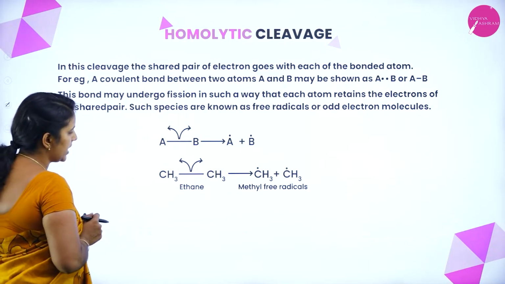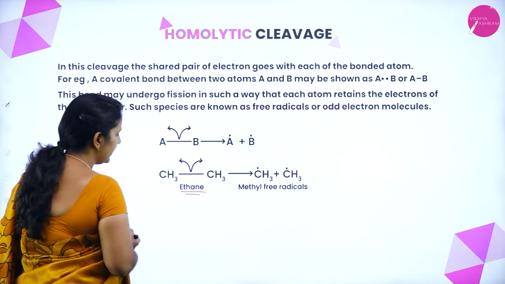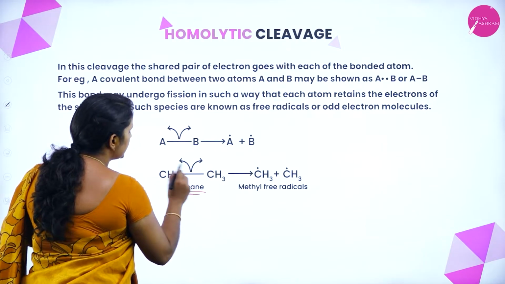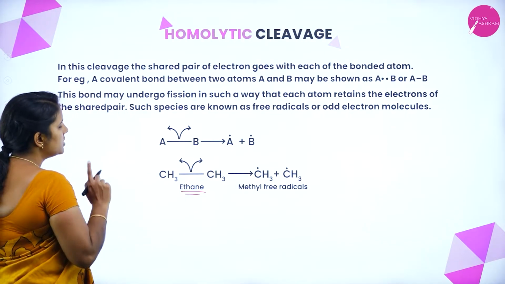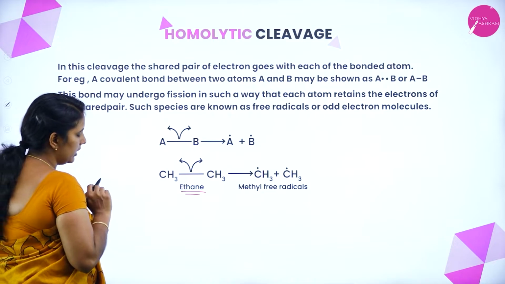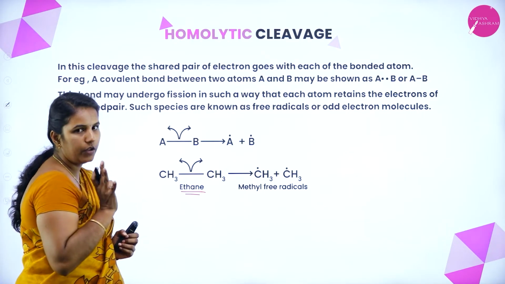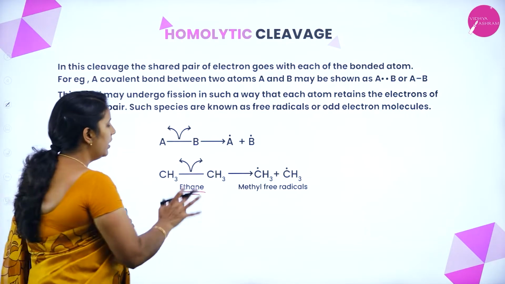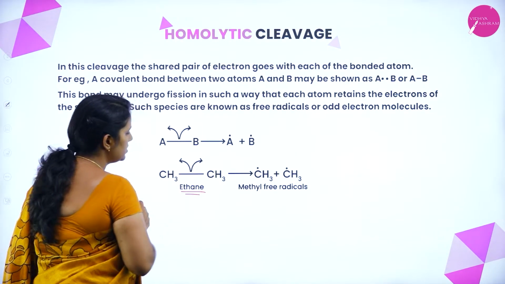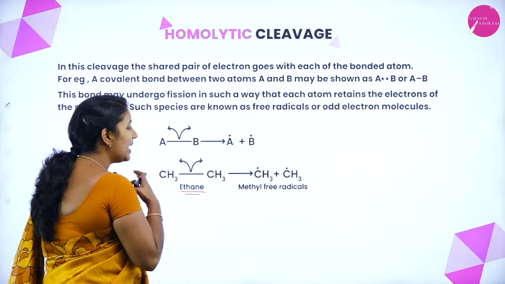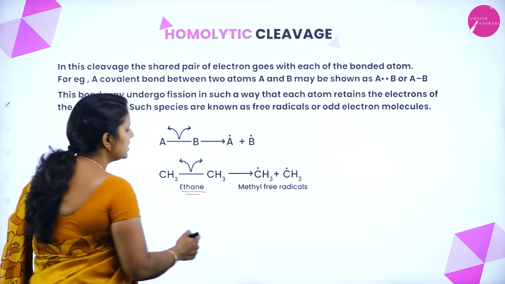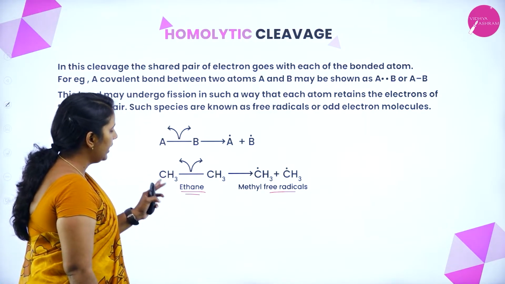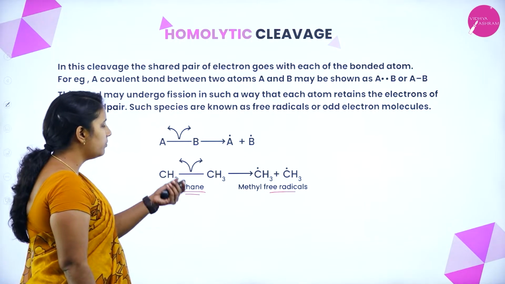If you see this example, I have considered ethane. We know that this is one methyl group and this is another methyl group, sharing one pair of electrons, correct? So what will happen in the homolytic cleavage? Homo means same. If the same kind of atoms are on both sides, what will happen? The shared pair of electrons during the cleavage will be equally distributed and results in the formation of free radicals.